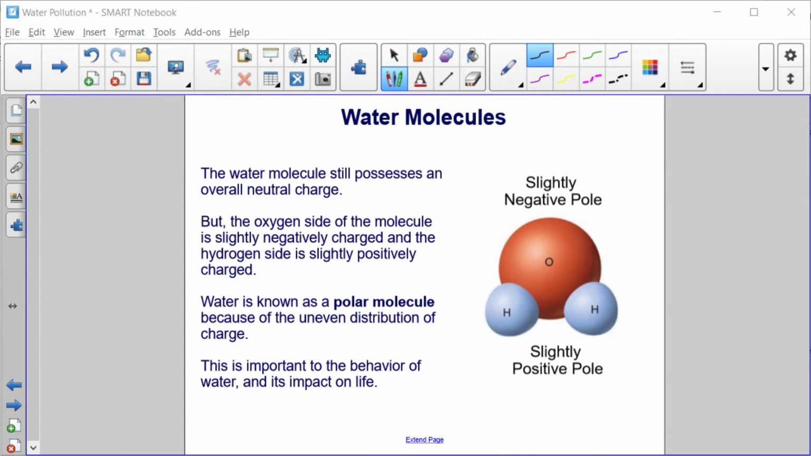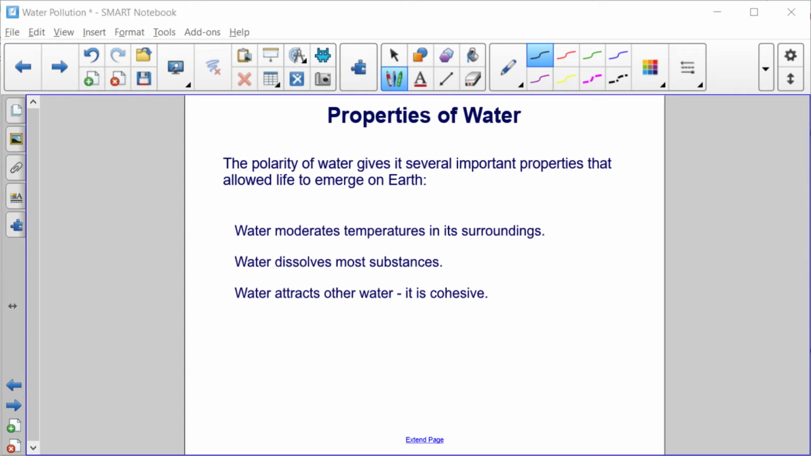The water molecule still possesses an overall neutral charge, but the oxygen side of the molecule is slightly negatively charged, as you see here, and the hydrogen side is slightly positively charged, as you see here. Water is known as a polar molecule because of the uneven distribution of charge. This is important to the behavior of water and its impact on life. The polarity of water gives it several important properties that allowed life to emerge on Earth.